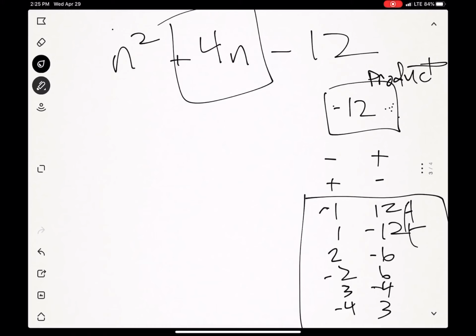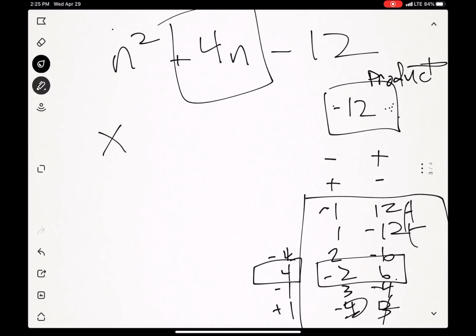2 and negative 6 gives me negative 4. Negative 2 and 6 gives me positive 4. 3 and negative 4 gives me negative 1. Negative 3 and 4 gives me positive 1. Okay. So which of these gave me positive 4? Well, that would be negative 2 and 6. Okay, 6 minus 2 is positive 4. So these are my two factors. These are my winner, winner, chicken dinners.